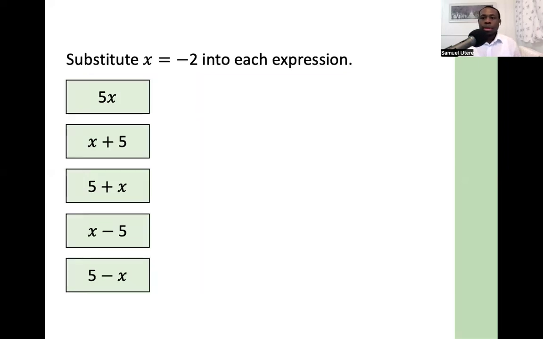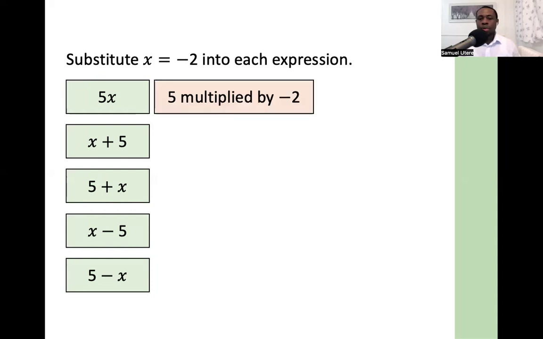Okay, let's substitute this negative number into each expression and see what happens. Here is the first one. I would like you to try the others. So this means 5 multiplied by negative 2 because we have substituted negative 2 for x. That will give us negative 10. I'm sure you remember how signs work. So we have positive 5 multiplied by negative 2. That should give us negative 10.